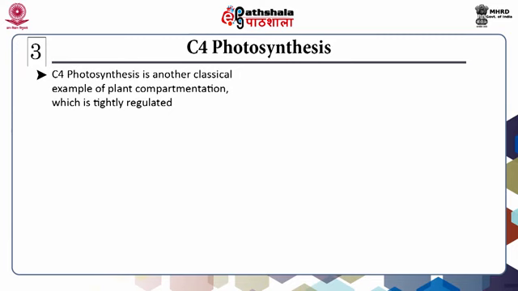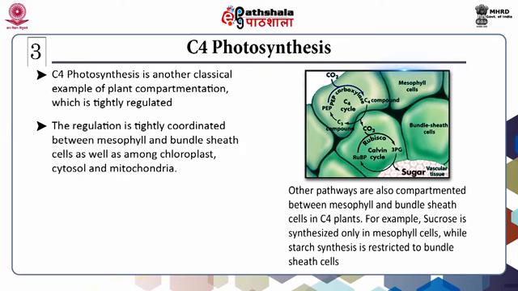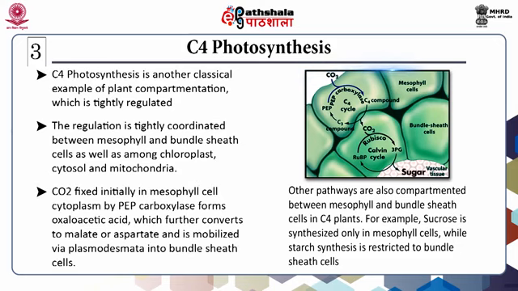Next is the story of the C4 photosynthetic pathway, another classical example of plant compartmentalization which is very tightly regulated. The regulation is tightly coordinated between mesophyll and bundle sheath cells, as well as among chloroplast, cytosol and mitochondria. Carbon dioxide fixed initially in the mesophyll cell cytoplasm by PEP carboxylase forms oxaloacetic acid, which further converts to malate or aspartate and is mobilized via plasmodesmata into bundle sheath cells. This explains the role of enzyme compartmentalization as a mode of regulation again.